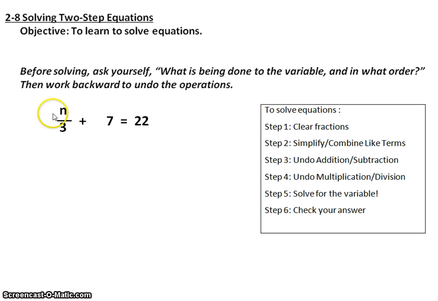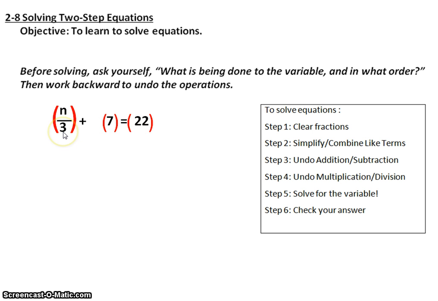So, in order to undo dividing by 3, we would simply multiply by 3. Now, if I do multiply, I have to multiply every term by 3. So, multiply the first term by 3, multiply the 7 by 3, and multiply 22. Now, n divided by 3 is a different term than 7 because it is separated from 7 by an addition sign. So these are individual terms here.